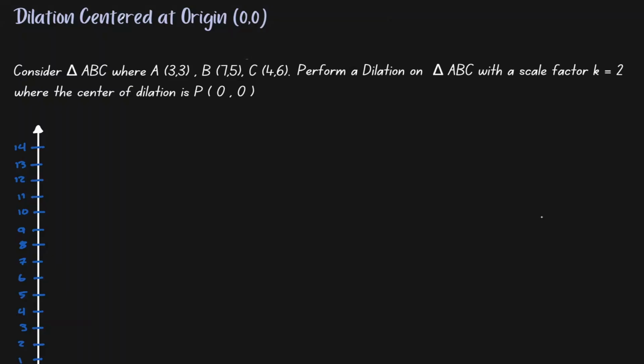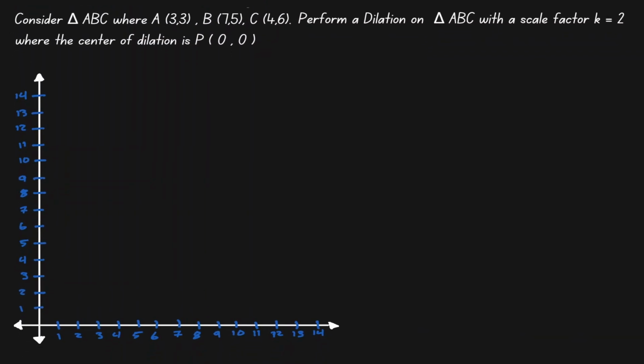Welcome. Let's discuss the idea of dilation, where the center of dilation is at the origin 0, 0. So let's consider this example, where we're going to have a triangle ABC, where the coordinate points are at 3, 3, 7, 5, and 4, 6. And what we want to do with this triangle is perform a dilation with a scale factor of 2, where the center of dilation is at the origin 0, 0.